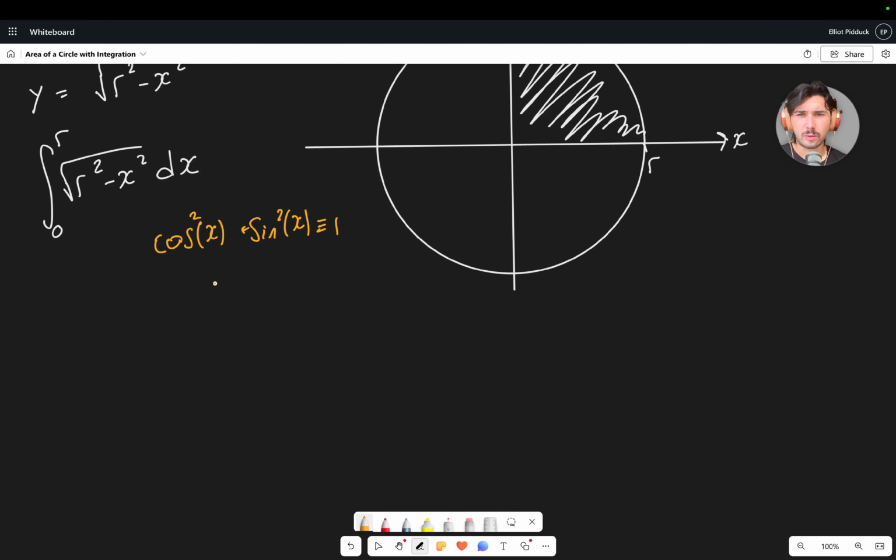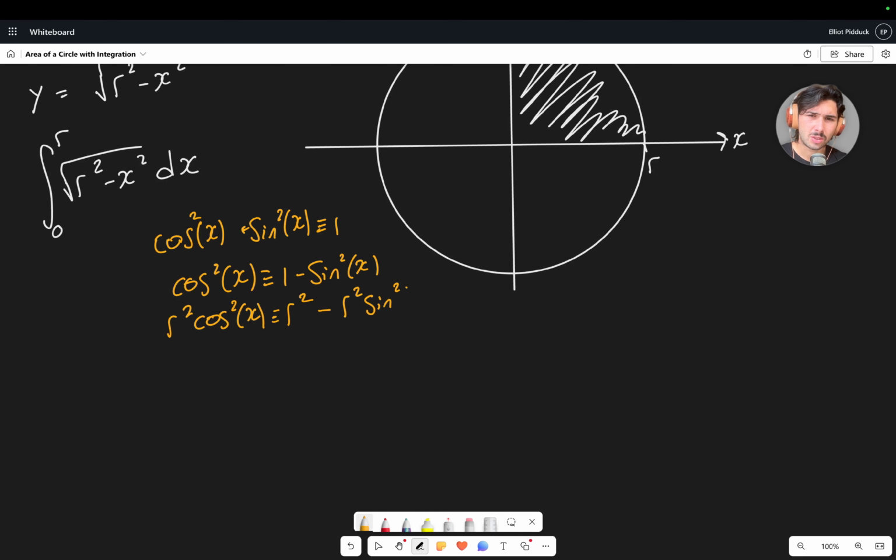And that means that if I slightly rearrange one of them, let's take sine squared away from both sides, I've got that cos squared x is identical to 1 minus sine squared x. And so if I then times everything by r, or even better, r squared, then r squared cos squared x is identical to r squared minus r squared sine squared x. And you might be able to notice that this is very similar to what we're trying to integrate, or at least the inside of the square root is looking very, very similar to that identity.